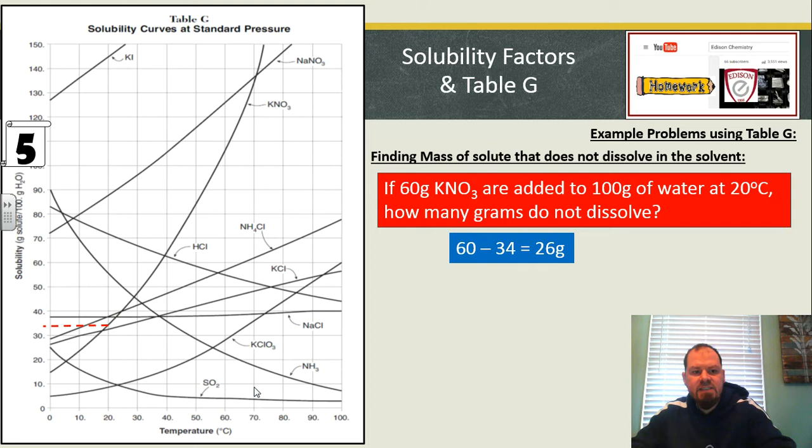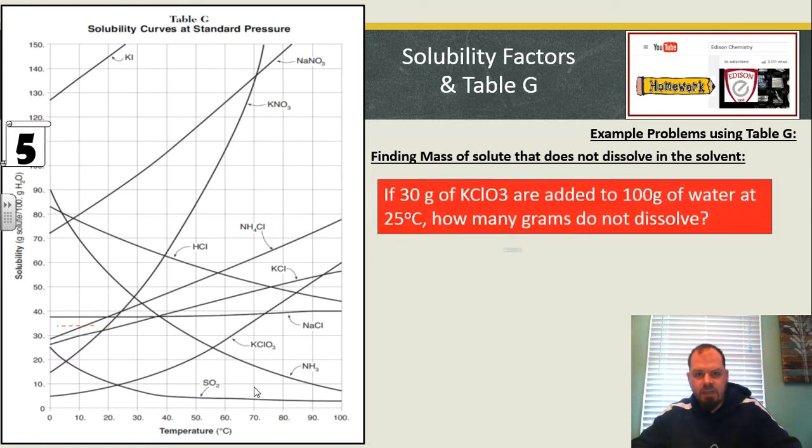Now I could have plotted 60 also and then just subtracted, but I don't really need to plot the 60. I only need to plot what it would actually be at that temperature for KNO3. So it would dissolve 34 grams. I put in 60. So how many didn't dissolve? Subtract those two numbers. Good? Okay, moving on.